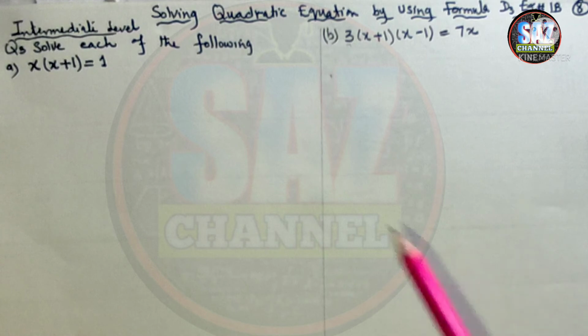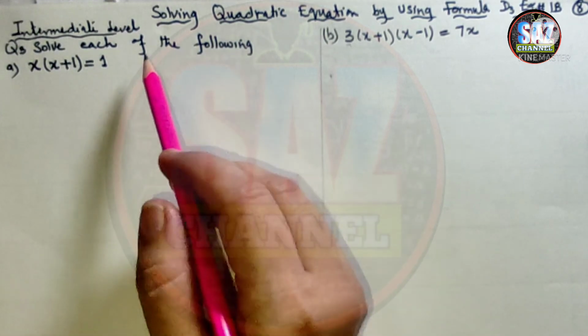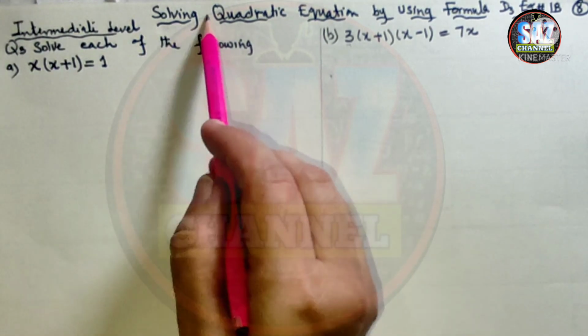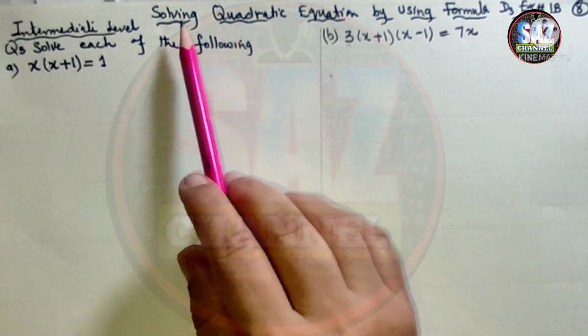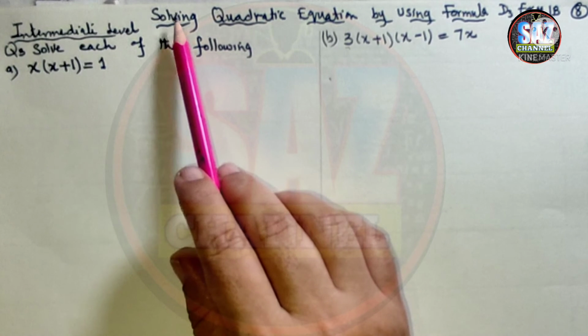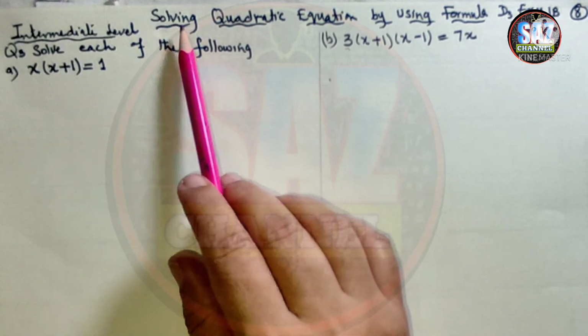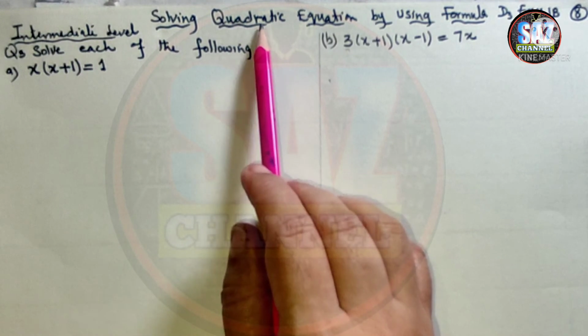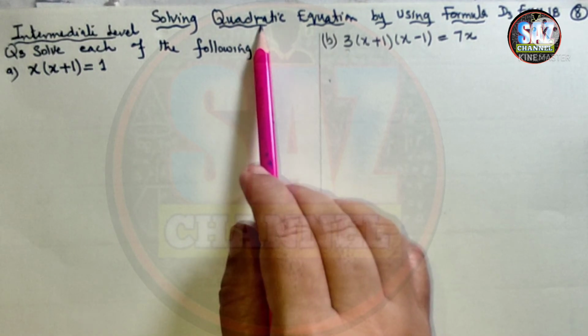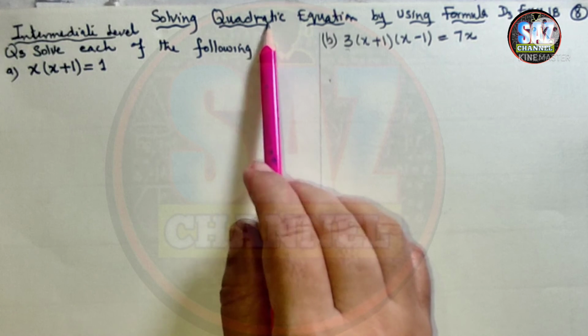First of all, it's important to understand what is the meaning of the word solve or solution and what is a quadratic equation. Solution means to find the values of the unknown by using an appropriate technique, and a quadratic equation is an equation in which the maximum power of the variable is 2.